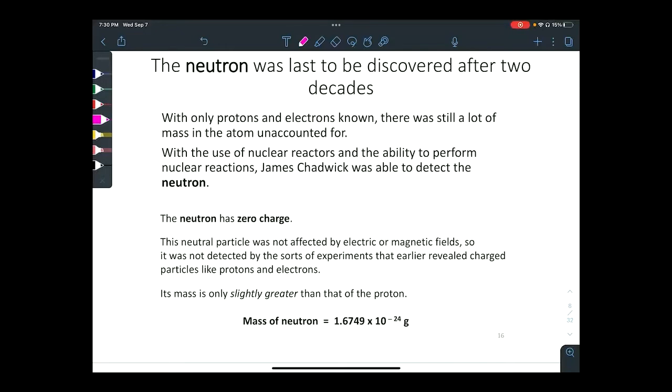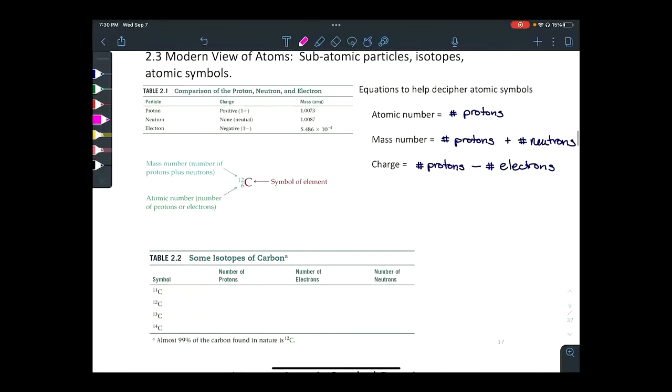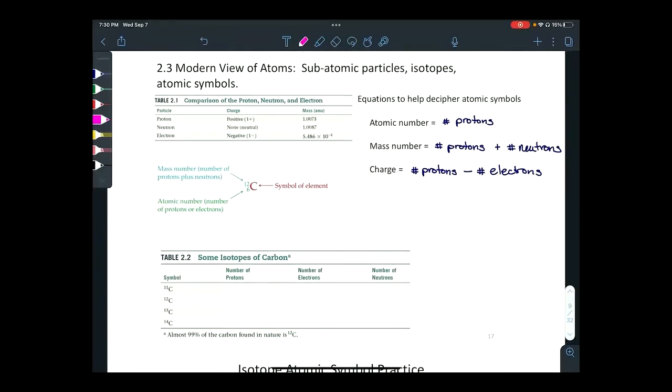But what we see here is that the mass of the neutron is very similar to that of a proton, but the charge is 0. All right, and they live in the nucleus too. They add mass, but not charge. All right, so that is my story of my electron.